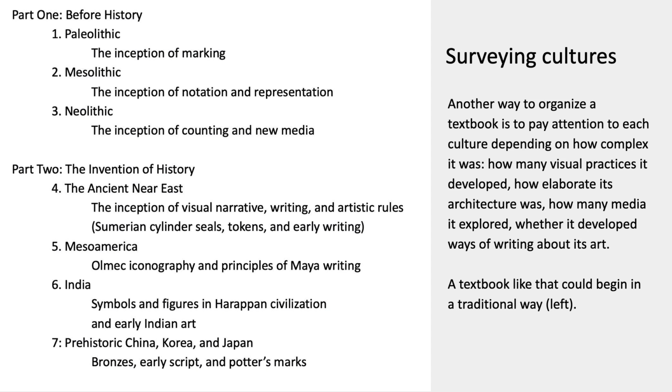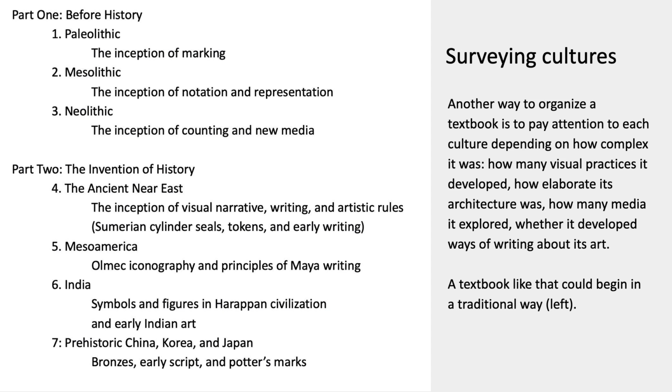So this is an imaginary table of contents, but one of the criteria that has been proposed is spending equal time on cultures that were elaborate or complex. So as I say in that text on the right, people have looked at cultures that had architecture, especially stone architecture. They have valued cultures depending on how many media they invented and explored, and whether they were writing about their art at the same time.